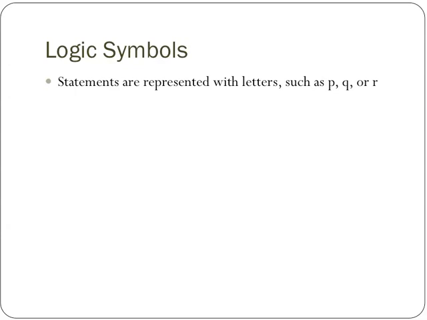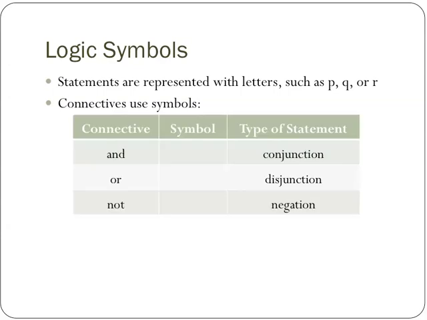And then for connectives, we use specific symbols for each one. The ones we've seen so far are and, or, and not, the negation. For and, that's what we call a conjunction, so this statement and this statement. The symbol we use is this little symbol that kind of looks like an arrow pointing upward. To help me remember which one is which, it looks like the beginning of a capital A, so I think of that as and.